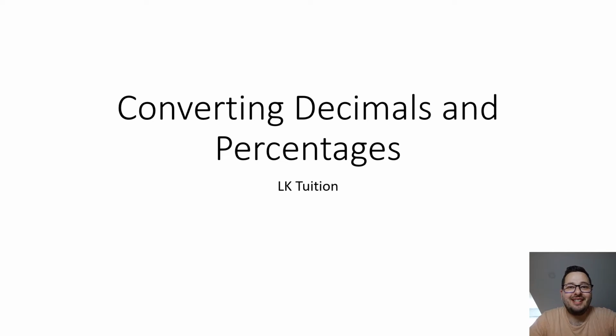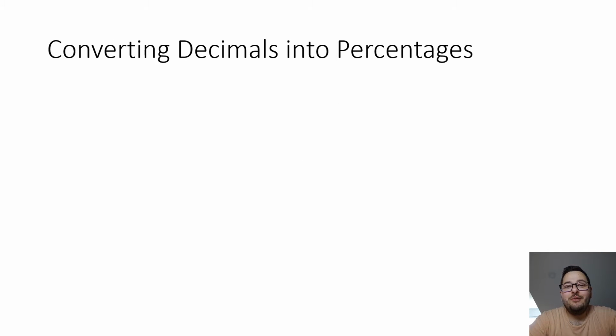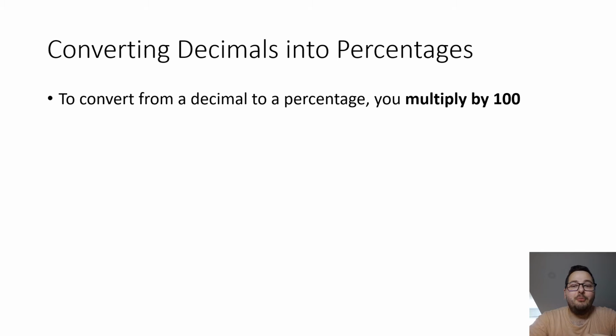My name's Lucas and today we're going to be looking at converting decimals and percentages. Hope you're well and let's get cracking. First of all, we're just going to look at converting from decimals into percentages, and the way you do that is you multiply by 100. So whatever decimal you get, multiply it by 100 and that's what your percentage will be.